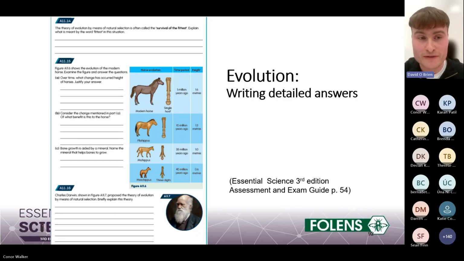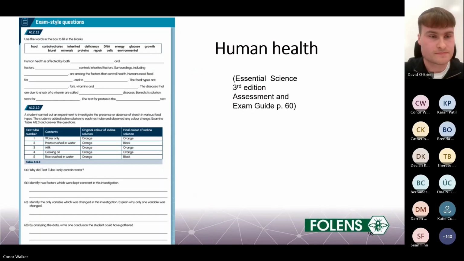And the same again for evolution. We've writing detailed answers, we've analysing diagrams in unfamiliar contexts, what they need to be able to do. Next slide, please. An example from human health, we've fill in the blanks. We have investigation type questions. They're given data. They must identify variables. Why is it a fair test, etc.? Why isn't it? What conclusion can you come to? Next slide, please.